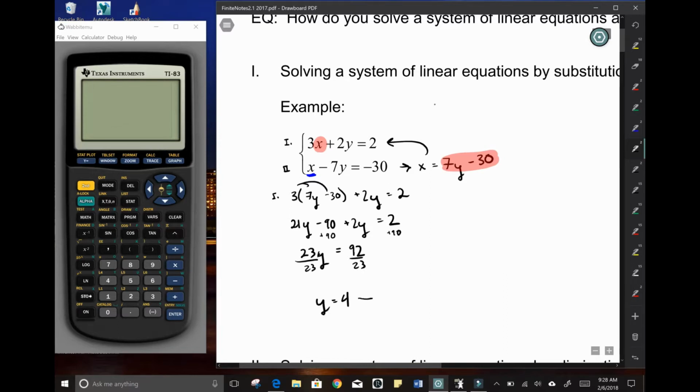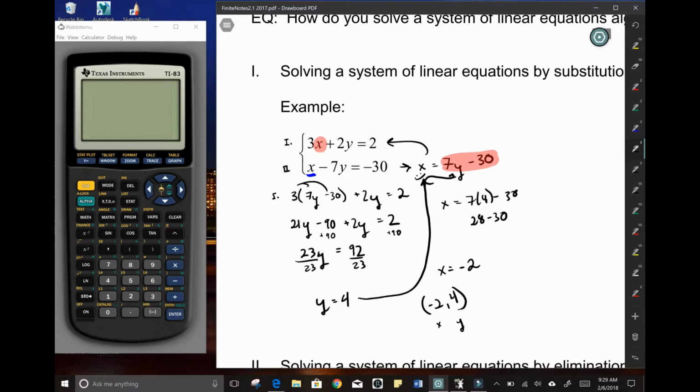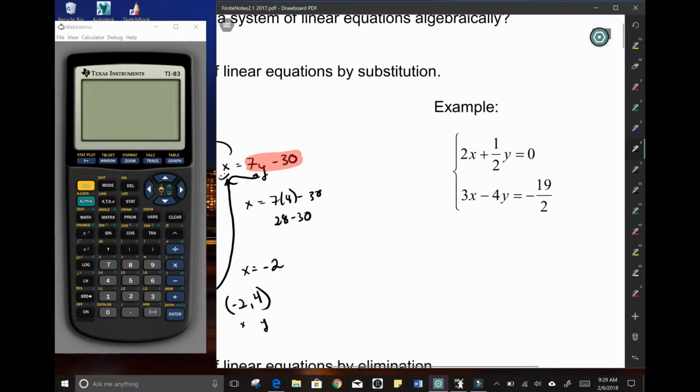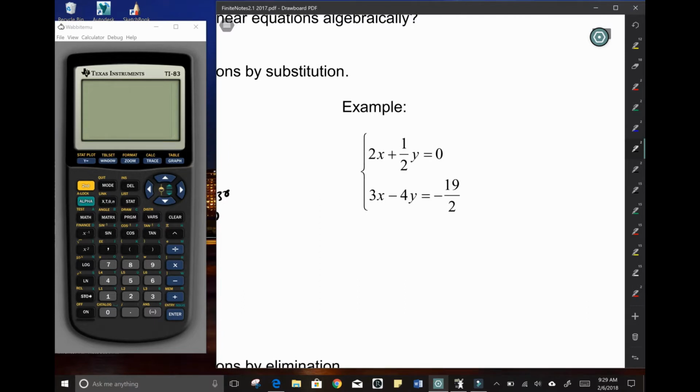Now don't forget to substitute it back in to y here in order to find x. And that means x is equal to 7 times 4 minus 30, or 28 minus 30. x is a lonely little negative 2. Okay, negative 2, 4 is the appropriate answer, remembering x, y. Substitution, basic. Again, you did it in the past. If you weren't quite getting it then, now you should be getting it down.